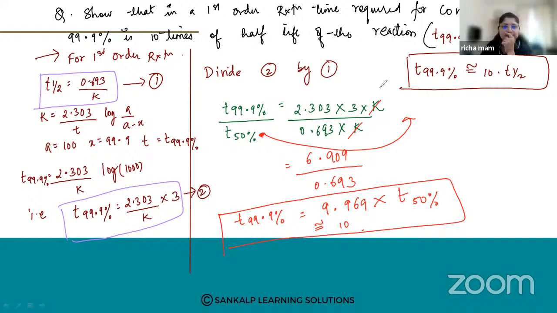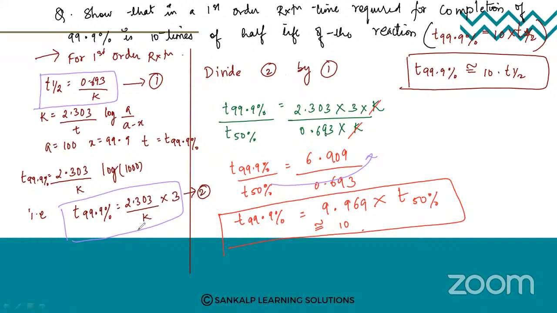Is it clear? So what we have done is shifted this T of 50% over here. Got it? Is it clear? Yes, ma'am. Okay, so please note it down.